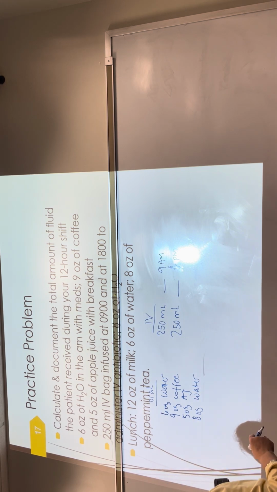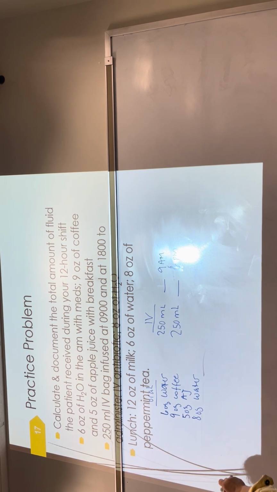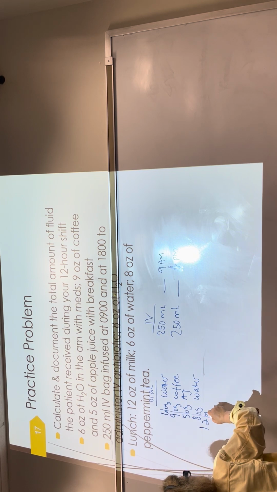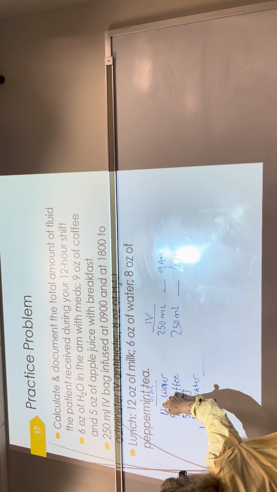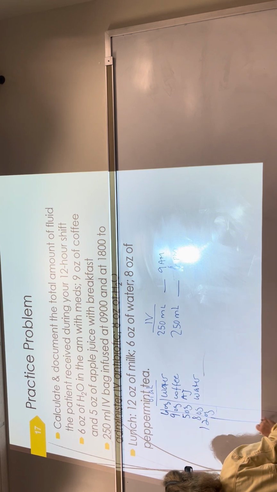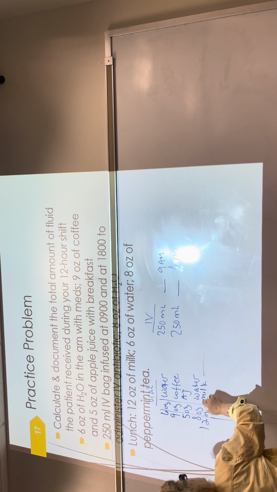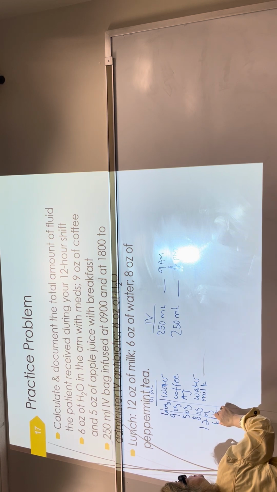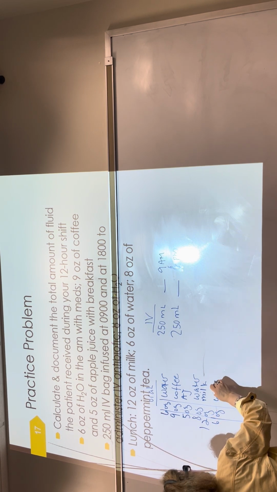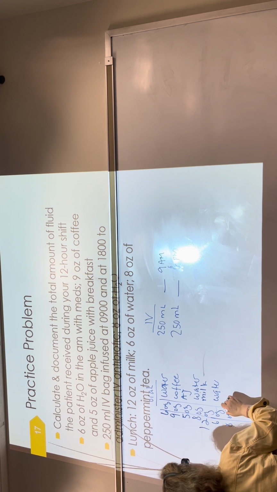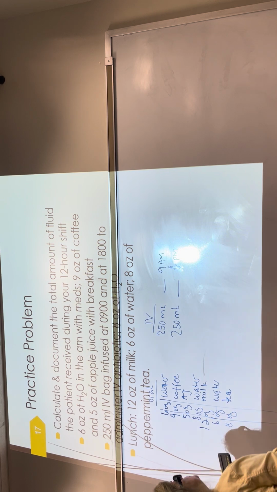All right, lunch: 12 ounces of milk. I don't like writing the abbreviation for ounce because it looks like a zero, so let me write it out like this. 12 ounces of milk, 6 ounces of water, 8 ounces of peppermint tea.